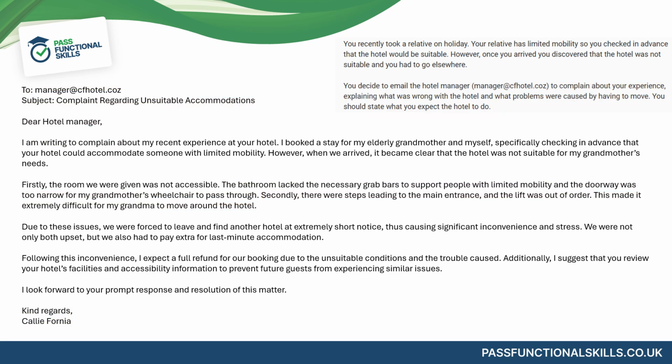Moving on to visual organisation. So we have used lots of organisational markers throughout here. So for example, firstly and secondly, they're really useful for showing the order of things that happened. We've also got due to, which links the paragraph before with this paragraph really well, and also following this inconvenience. So the answer is really well linked with organisational markers.